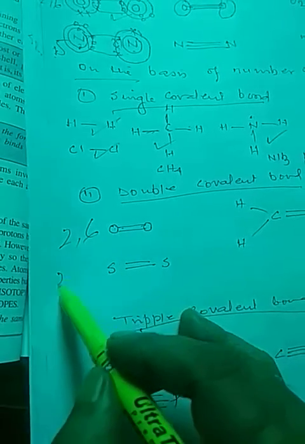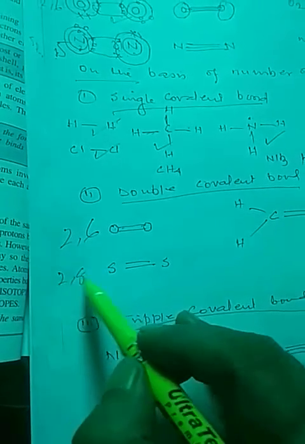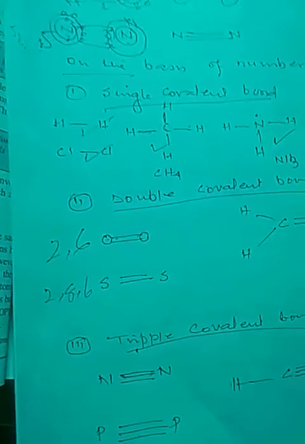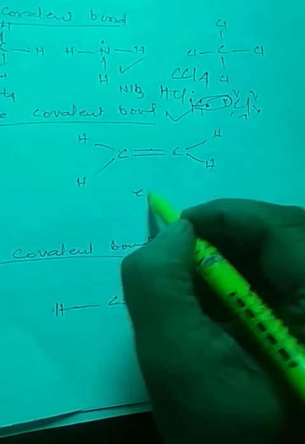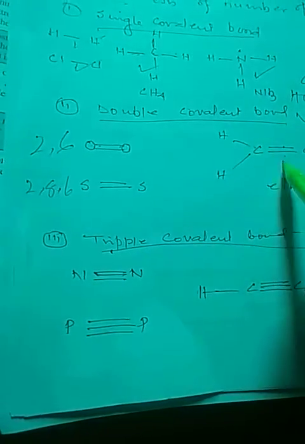They share 2 electrons. Sulfur, it has 2, 8, 6. Like this one, it is called C2 double bond. It is ethene. Double covalent bond. Here is your triple covalent bond like nitrogen, phosphorus, and this is called your ethyne, ethine, or even we call it acetylene.